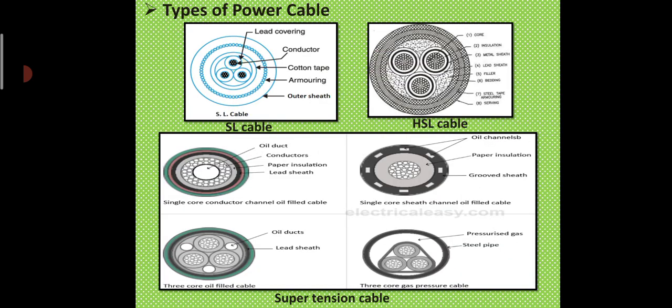Now, SL cable, HSL cable and super tension cable. SL cable means separate lead sheathed cable. In this type of cable, there is a paper insulation surrounding each core. There is a separate lead sheath over each core. So all the three cores work as separate cables and the dielectric stress becomes radial. No overall lead sheath is used surrounding the three cores. Bedding, armoring and serving are provided like other cables.